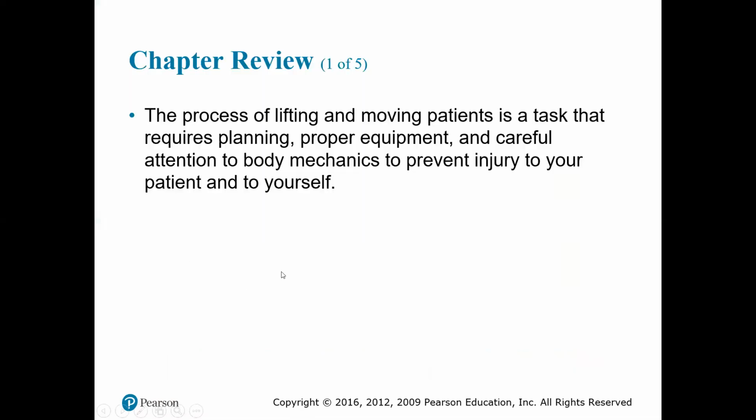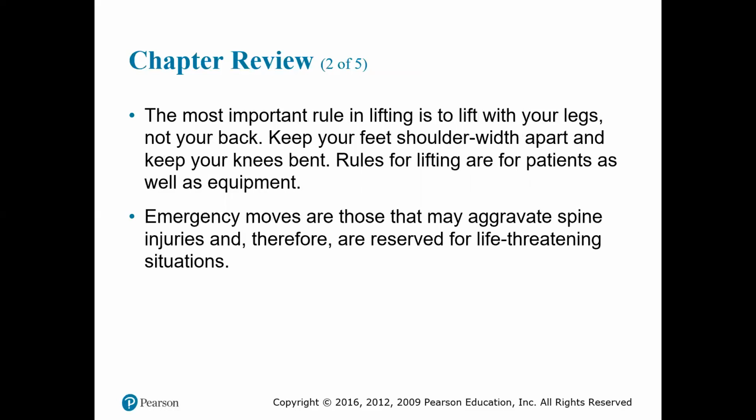All right, quick chapter review. The process of lifting and moving patients is a task that requires planning, proper equipment, and careful attention to body mechanics to prevent injury to your patient and to yourself. The most important rule of lifting is to lift with your legs, not your back. Keep your feet shoulder width apart and knees bent. Rules for lifting are for patients as well as equipment.